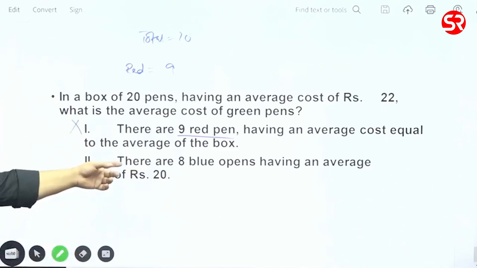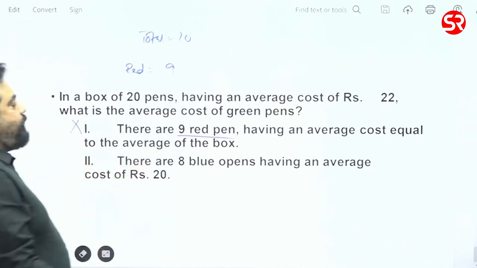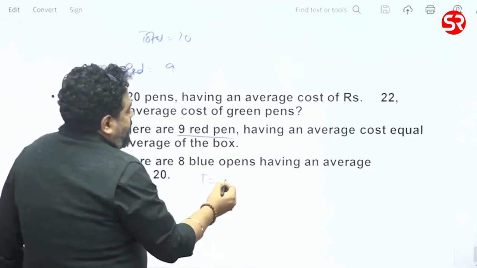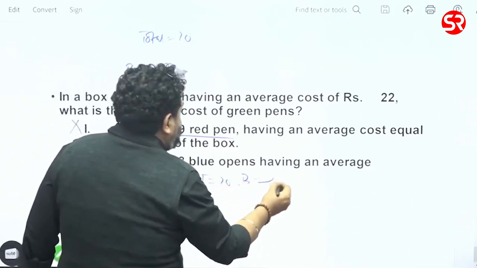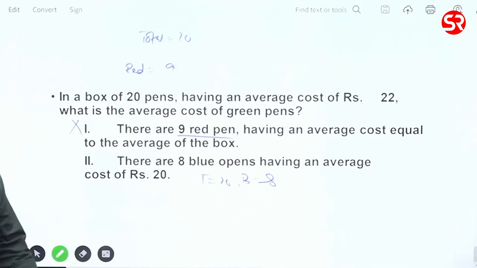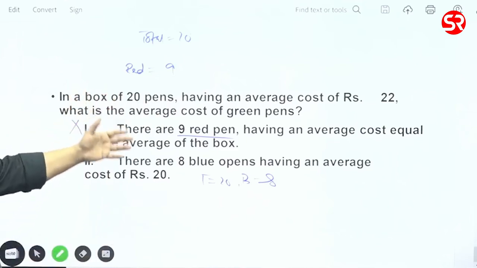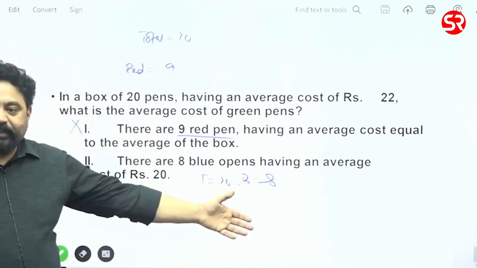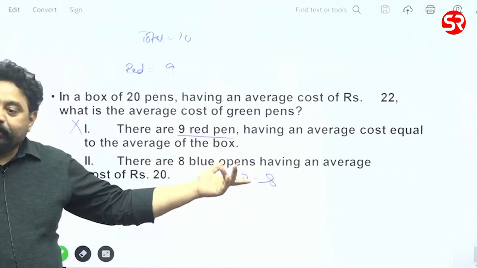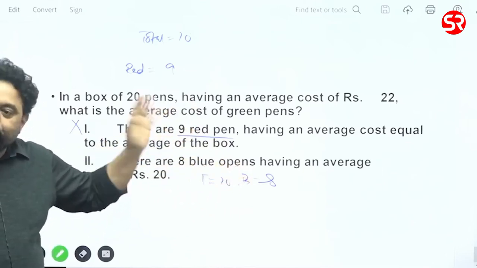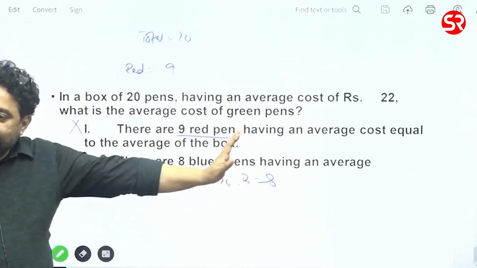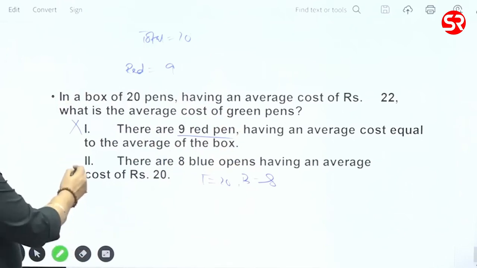The second says there are 8 blue pens. Now when you say the total is 20, how many are blue? There are 8 blue pens. Then how do we know the remaining pens? 20 minus 8 is 12 pens. Are all of them green pens? We don't know. And statement 1 I forget, so I don't know the existence of red pens. Got it? So the second alone is not sufficient.